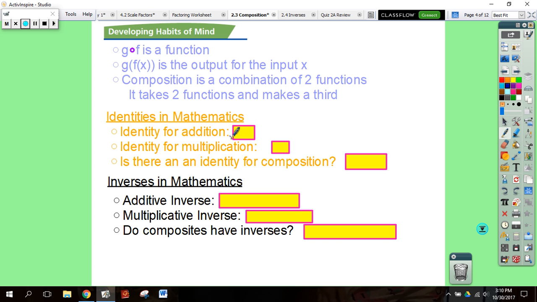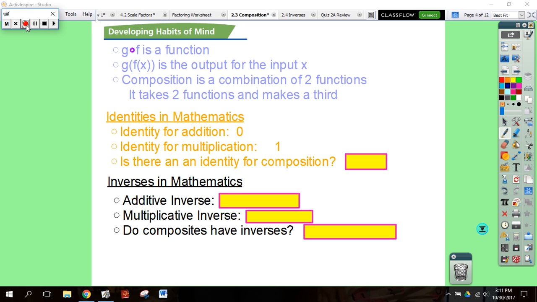The identity for addition: you can think of this as what would you add to something else to get back the same number? So if I wanted to add something to 3 and get 3 back, what would I add? You would add 0. The identity for multiplication is what number do you multiply times anything to get the same number back? So if I wanted to multiply 3 by a number to get 3 as my answer, I would have to multiply by 1.